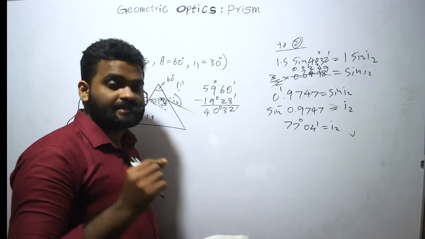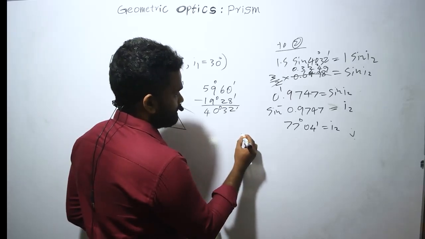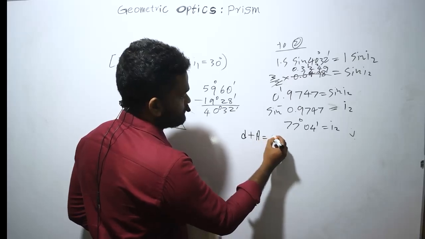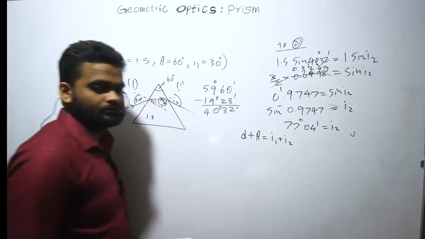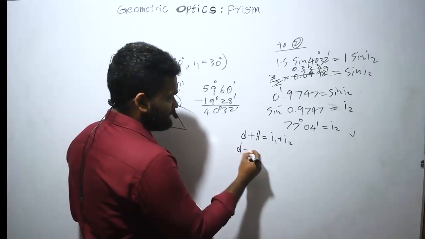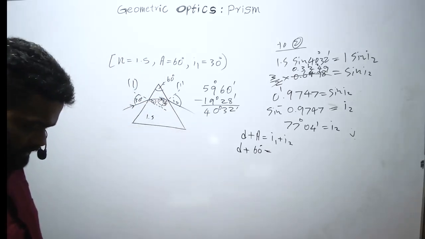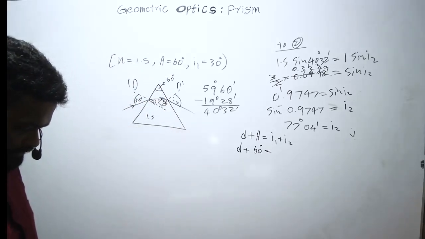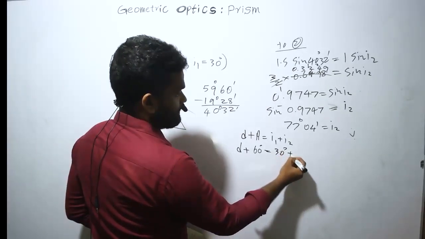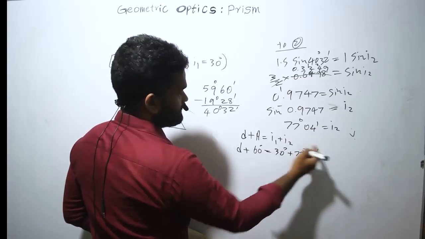So in the question, what they ask is simple: D, that is the angle of deviation. So we know that D plus A is equal to I1 plus I2. I1 plus I2 is equal to D plus A. D plus A is 60 degrees. I1 we found already. What did we get for I1? Actually, this 30 degrees is I1. I2 is this one, 77 degrees 4 minutes.